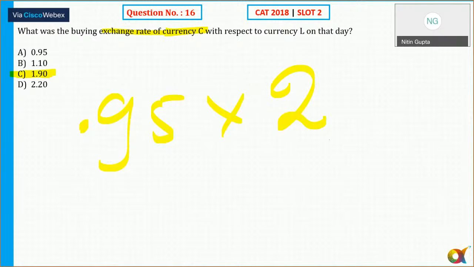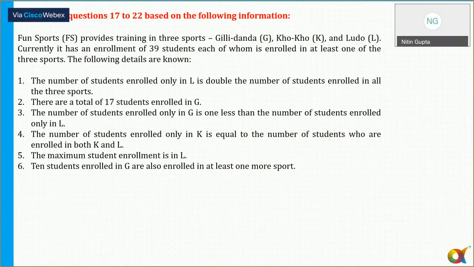Okay. Now come to 17 to 22. So 17 to 22 is somewhat easy in comparison. It's not very easy. I'll rate this as difficult, not very difficult, not a medium level also. But yes, I'll put this also in the difficult category, based on set theory. All right, so let's see. We'll try to solve it here.